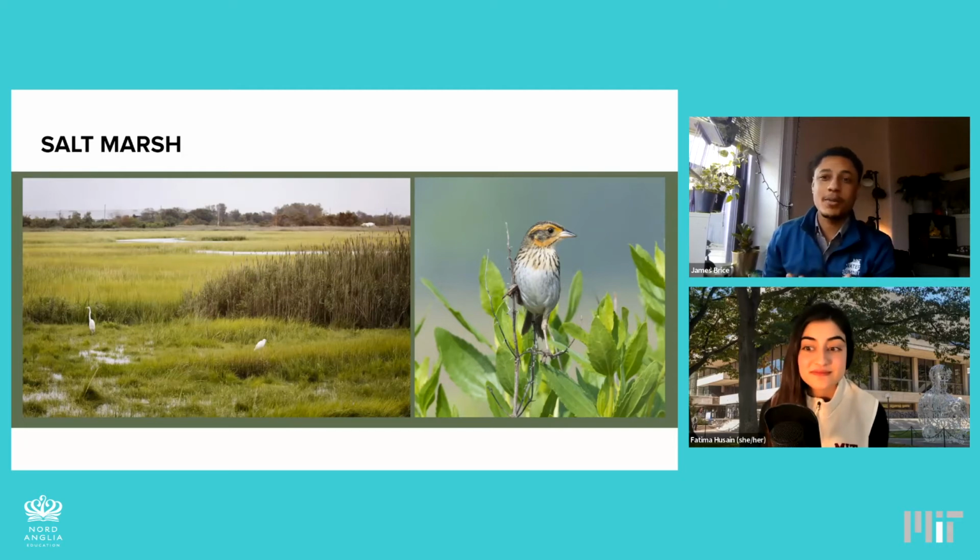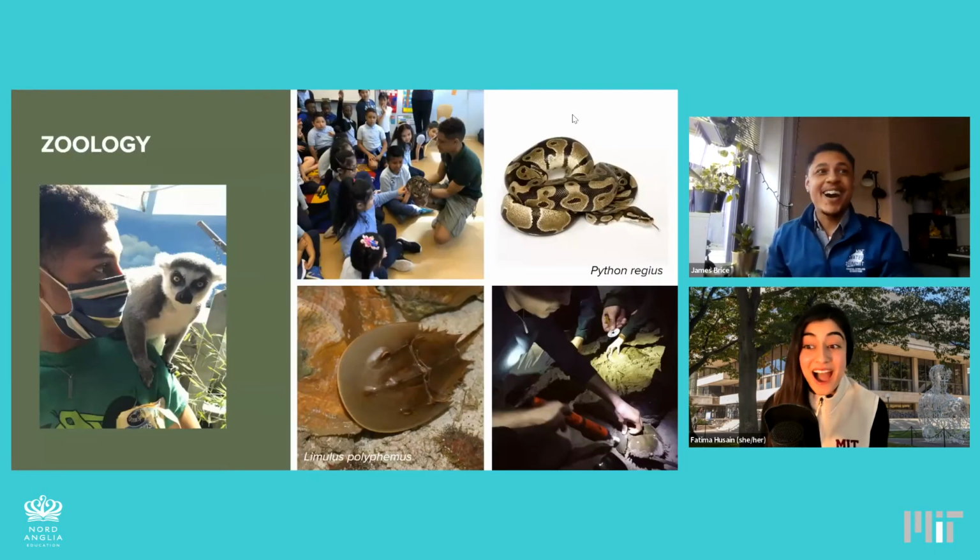I grew up around these salt marshes and I fell in love with them. I always liked the kinds of birds that live here. This is a marsh sparrow, that's an egret. But I also really love the sea creatures, the crabs, the clams, and the baby fish. So much so that I actually became a zookeeper.